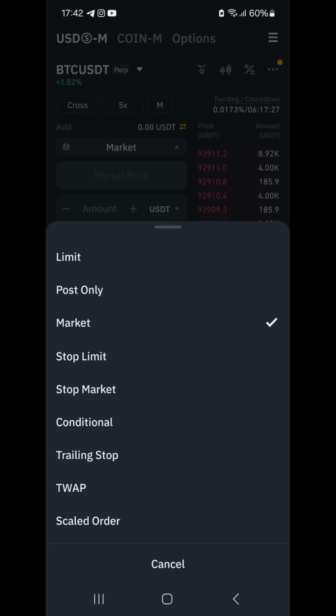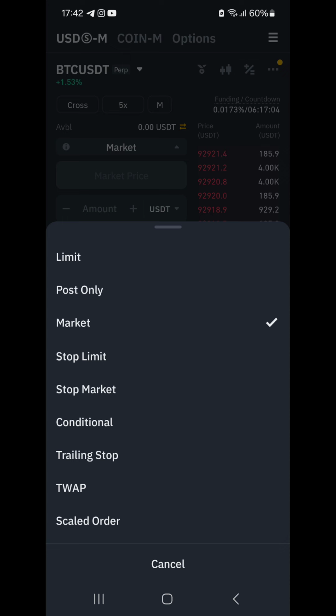So these are the types. You can see the limit, post only, market, stop limit, stop market, conditional, trailing stop, and then TWAP, or better still TWAP, and then we have the scaled order. Let's tackle them in this order. So the first one is the limit order.